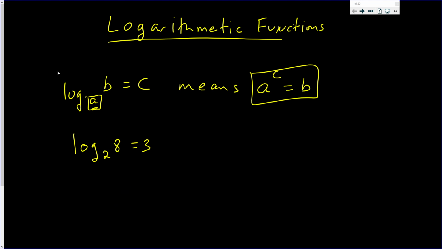Well, nobody's an expert with logs. Nobody thinks in logs. The question is, does 2 to the 3 equal 8? So either both those equations are correct or neither of them is correct. Well, 2 cubed equals 8. So yes. This equation is correct because that one's correct.